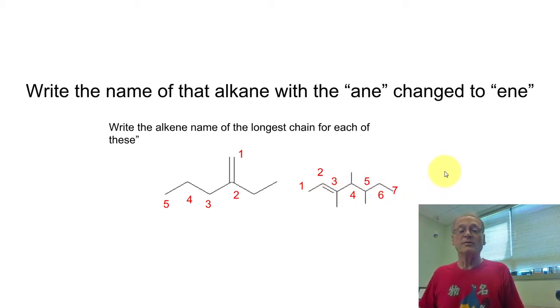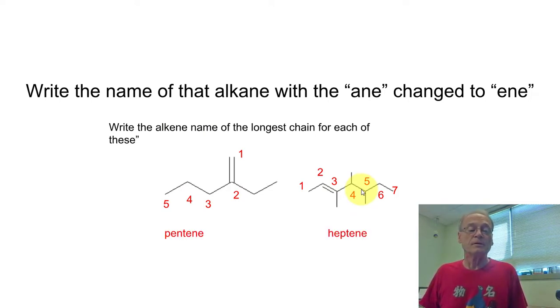Then you write the name of that alkane. In other words, the alkane that has that number of carbons, but with the ane ending changed to ene. So that one little vowel, ane changing to ene, makes all the difference. So what I'm going to have you do is write down the name of the alkene with 5 carbons, or in this case, 7 carbons. That's easy. So this is pentene, and this is heptene.